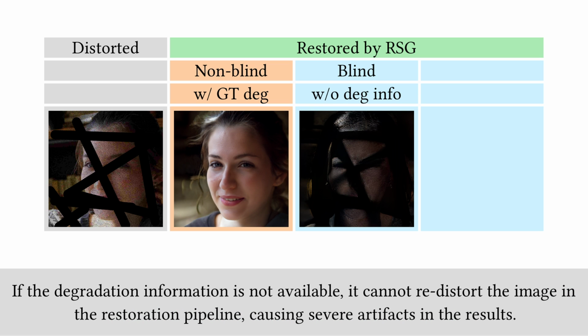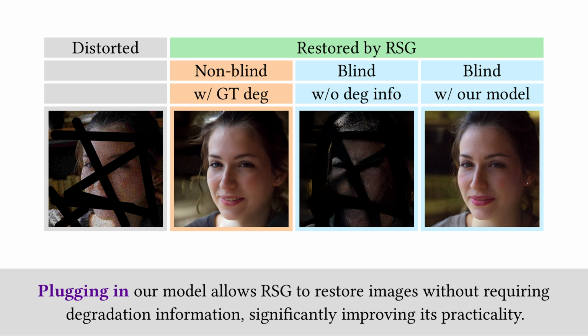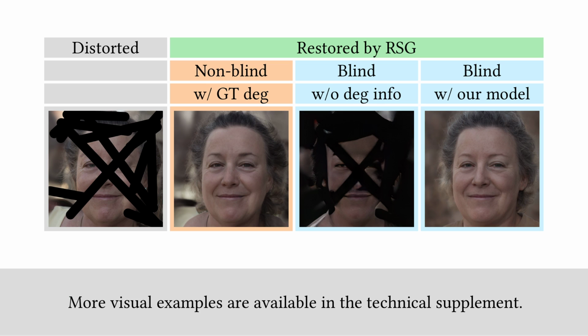If the degradation information is not available, it cannot redistort the image in the restoration pipeline, causing severe artifacts in the result. Plugging in our model allows it to restore images without requiring degradation information, significantly improving its practicality. More visual examples are available in the technical supplement.